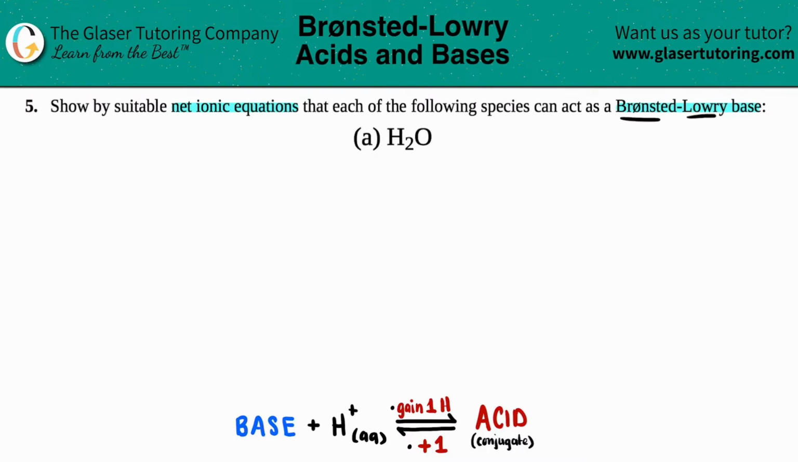Bronsted and Lowry were two scientists that independently came up with this idea of what bases do in aqueous solutions. And what they found out was that bases will always accept a hydronium. So that's H+. H+ is hydronium.